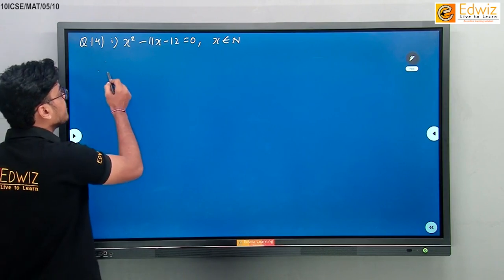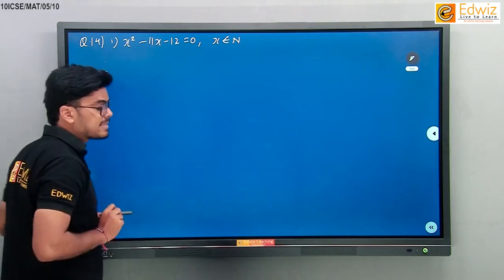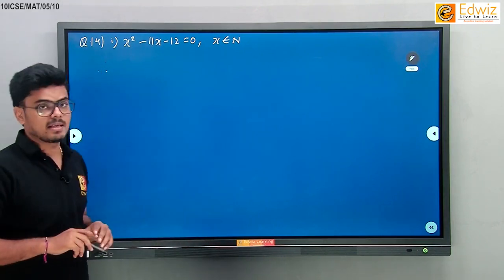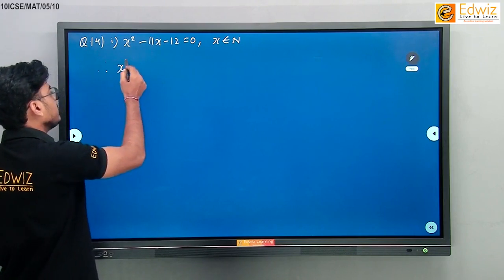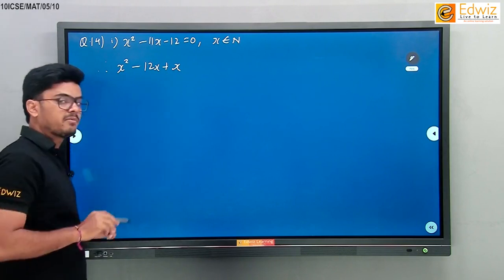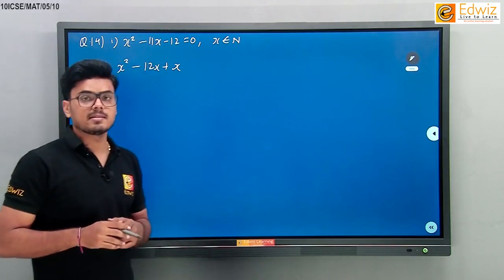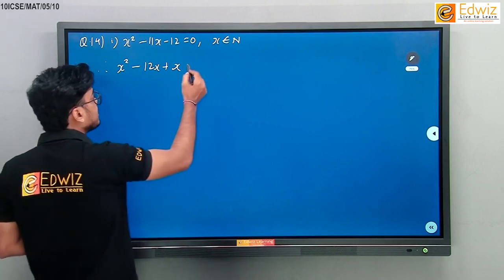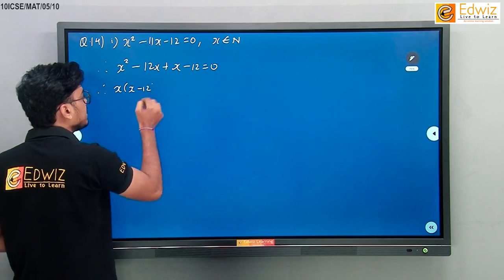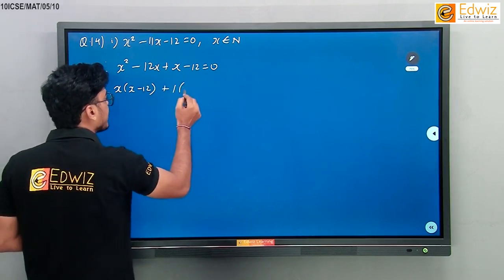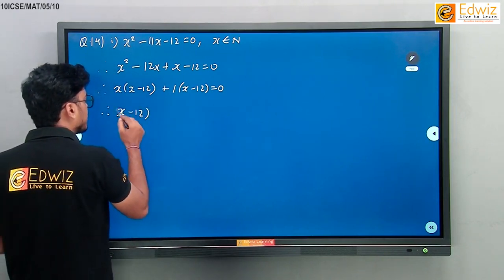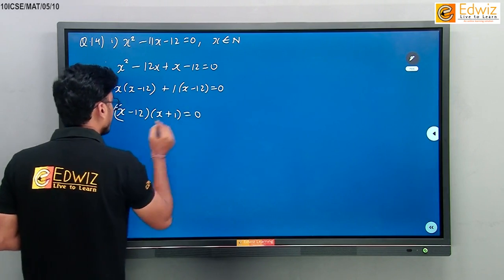Let us see. If we solve this equation, we need to factorize minus 12 in such a way that the difference between the factors is minus 11. It is easy. x square minus 12x and plus x. So minus 12 plus 1, we will get minus 11 and the product is minus 12. Correct? Finally, we have minus 12 equal to 0. Here x is common, so x minus 12. Plus 1 is common, so x minus 12 again. Okay, one bracket is x minus 12, other bracket is x plus 1 equal to 0.